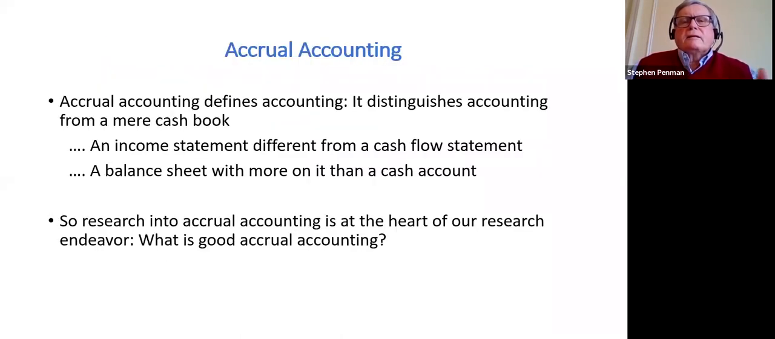I think this counts as being aligned with the accounting design project because accrual accounting, of course, is at the heart of accounting. If we just keep a cash book, we just have a cash flow statement and one account on the balance sheet, the cash account. Accrual accounting expands the balance sheet and has a different flow number called accrual earnings. So it's at the heart of accounting.